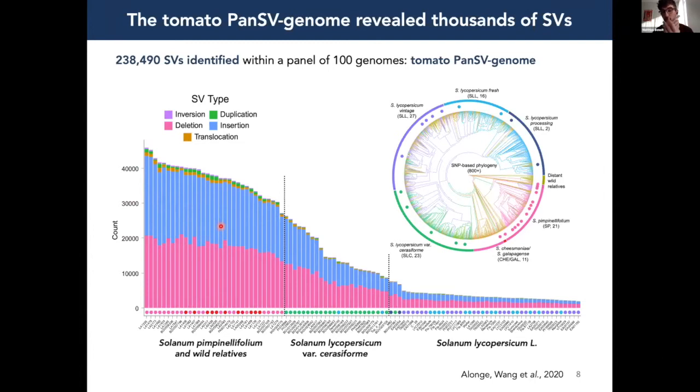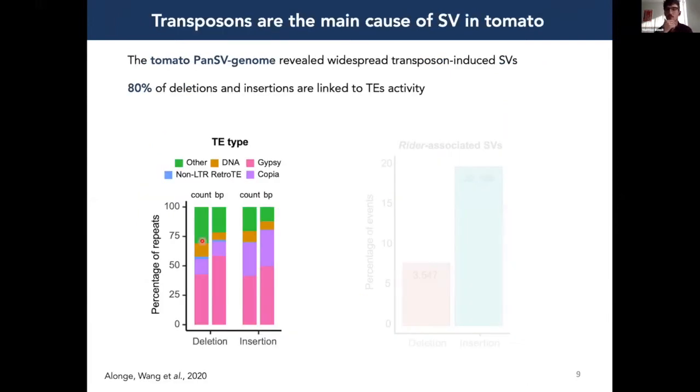So what I wanted to know is how much of those events of insertion and deletion can actually be linked to the activity of transposable elements. So what we did is extract the sequences associated with all those events of insertion and deletion, and we looked for the presence of a signature of TE activity in those sequences. And what we found was very clear.